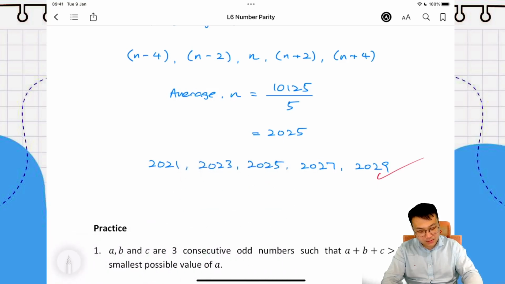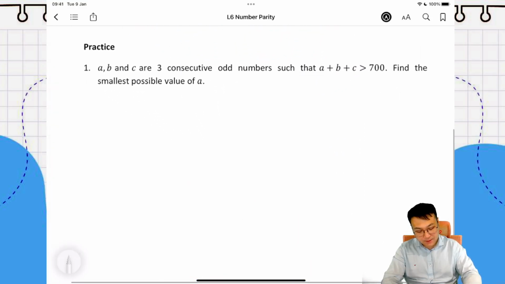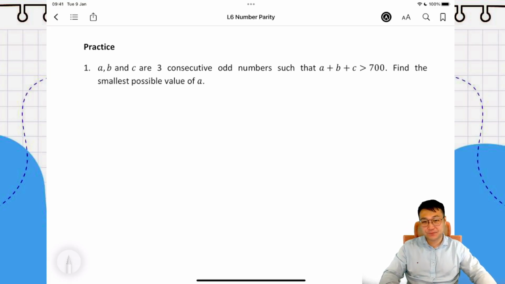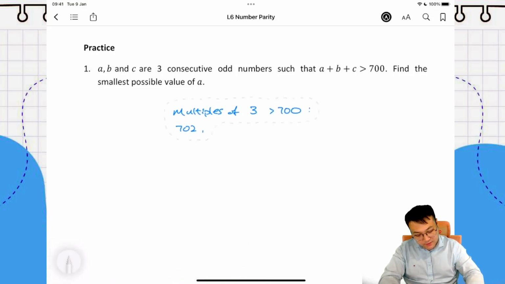So let's try practice number 1, students. You have 3 consecutive numbers A, B, C, and they told you that A plus B plus C is greater than 700. What is the smallest possible value of A? Use whatever I've just taught you to solve this. Type your answer in the chat, everyone. I give you 2 minutes. Your time starts now.